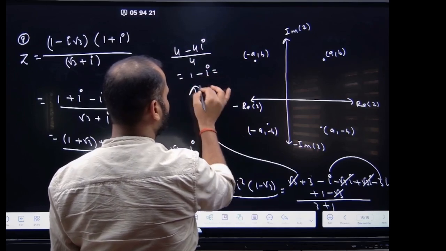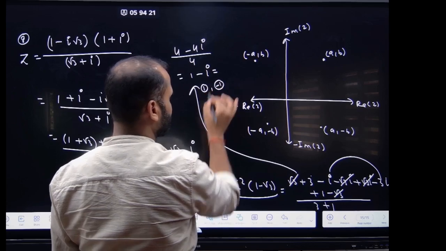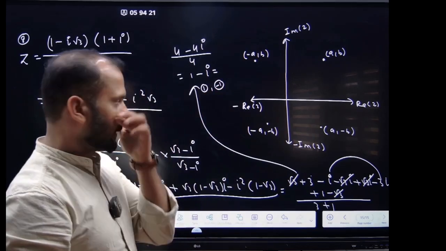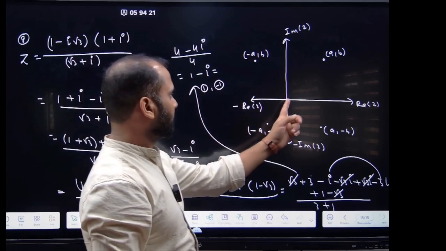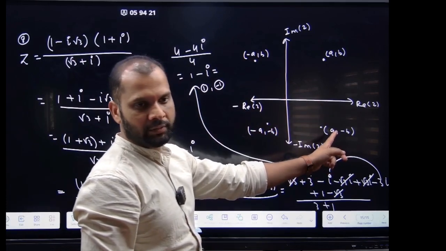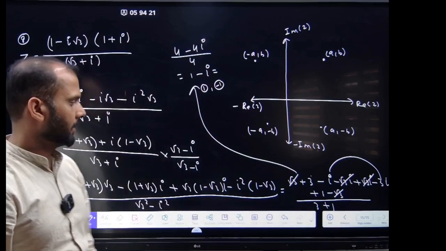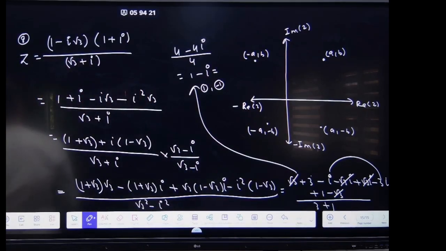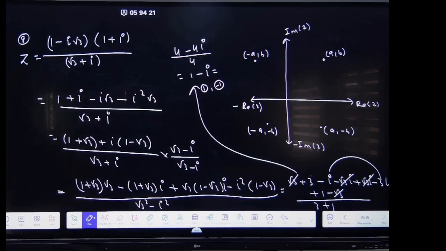So what is that? Real part is 1, imaginary part is minus 1. In which quadrant will it be? Real part is plus 1, imaginary is minus 1, fourth quadrant it will be. Is it clear, understood? Yes, no?